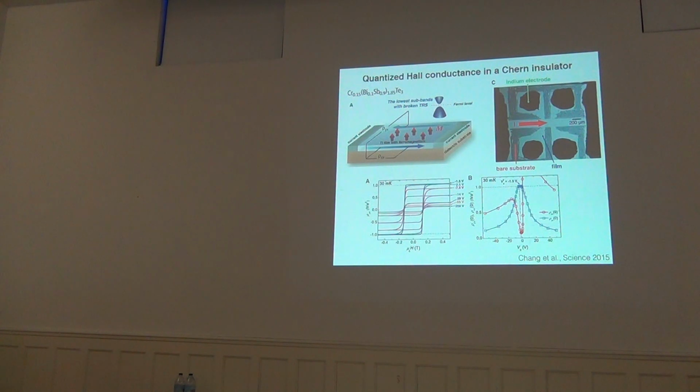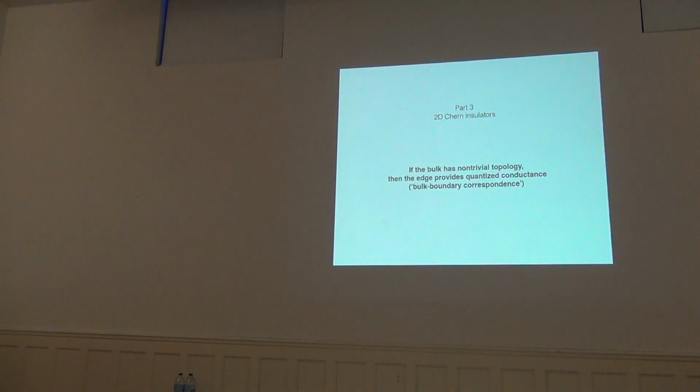All right. So this is just repeating the conclusion of this third part. So the conclusion about the 2D Chern insulators. If the bulk has non-trivial topology, then the edge provides quantized conductance. This is the second instance of bulk boundary correspondence, when the bulk invariant, the Chern number in this case, is predicting the behavior of the edge states or number of edge states.